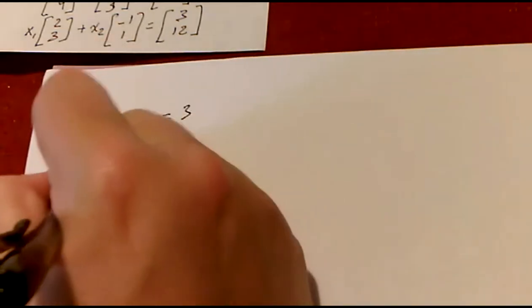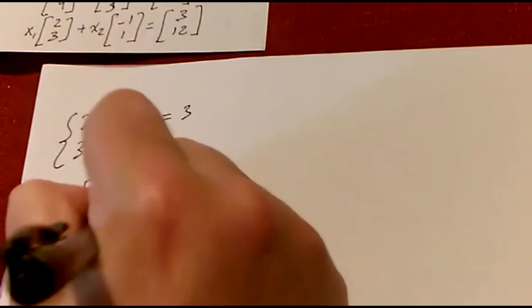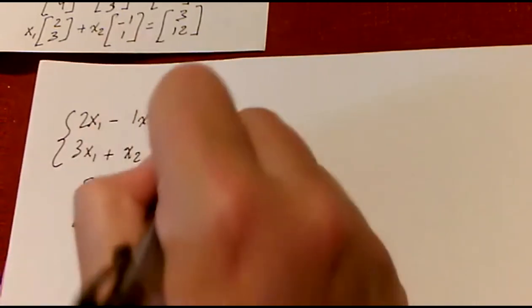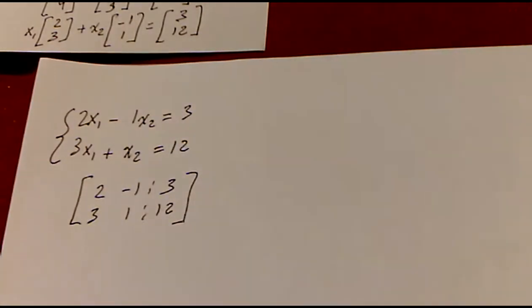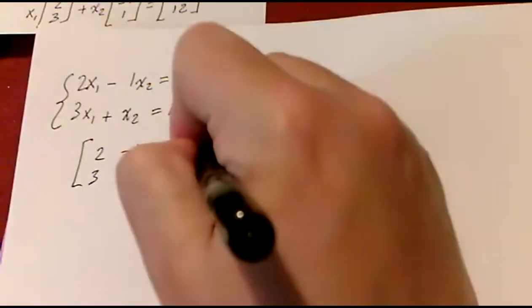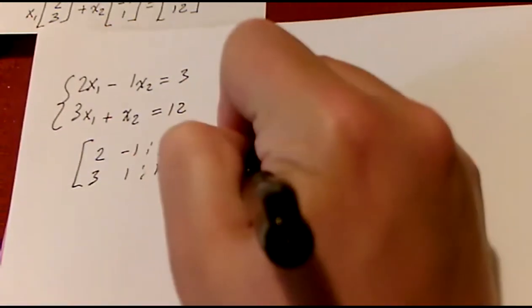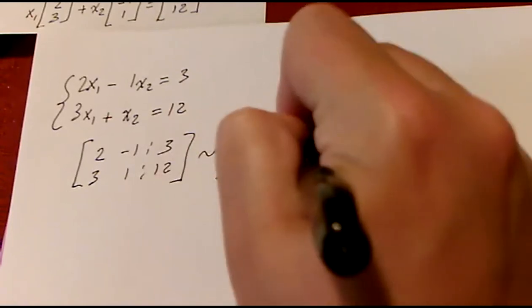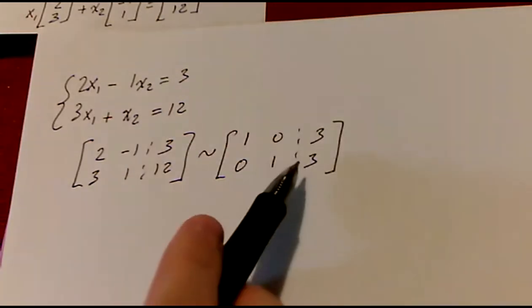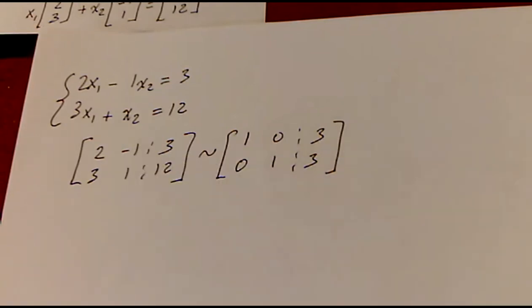I can take that linear system and put it in an augmented matrix, and I can apply my row reduction algorithms to take care of this. Now, we know that this is going to reduce because we know that the solution is 3 and 3. So if you reduce this matrix, you'll find that this is the equivalent matrix. I'm going to take a moment here and show you that on the calculator.